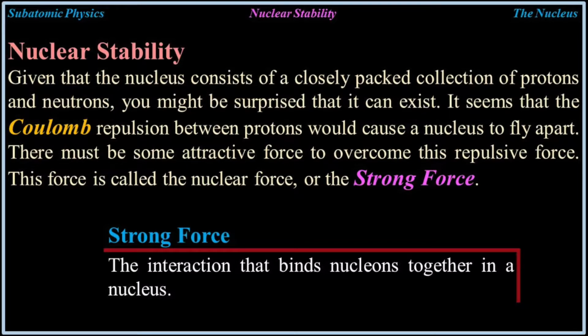Nuclear stability. Given that the nucleus consists of a closely packed collection of protons and neutrons, you might be surprised that it can exist. It seems that the Coulomb repulsion between protons would cause a nucleus to fly apart. There must be some attractive force to overcome this repulsion. This force is called the nuclear force, or the strong force. Strong force: the interaction that binds nucleons together in a nucleus.